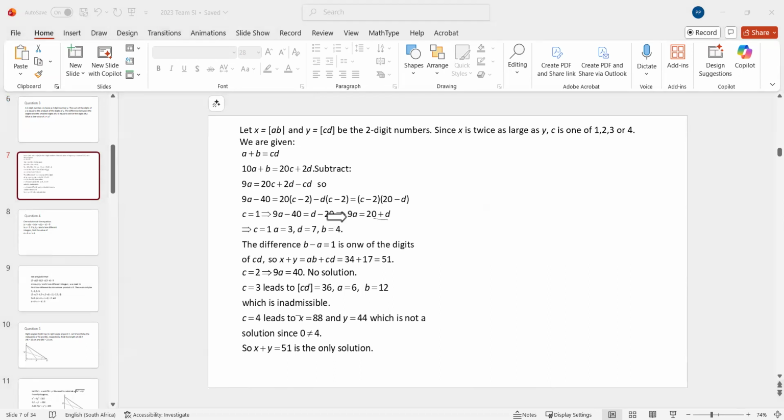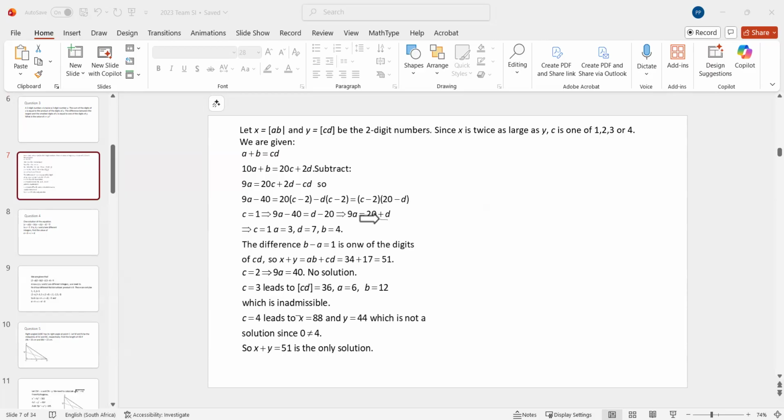It's not a big deal, but if you look at this equation here, this was the question where you had two two-digit numbers, and one of them is twice the other. And we finally came to this equation here, 9a equals 20 plus d. Now, you've got two unknowns, so how do you solve for this? The important thing is that a and d are digits. In other words, they are numbers that run from 0 to 9.